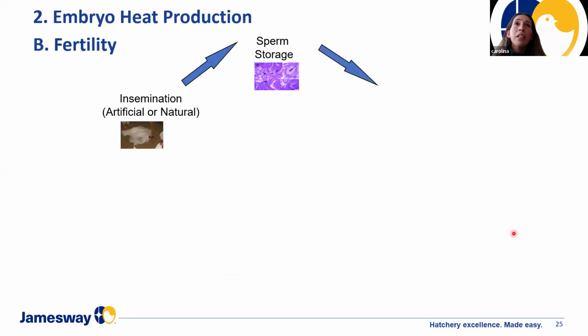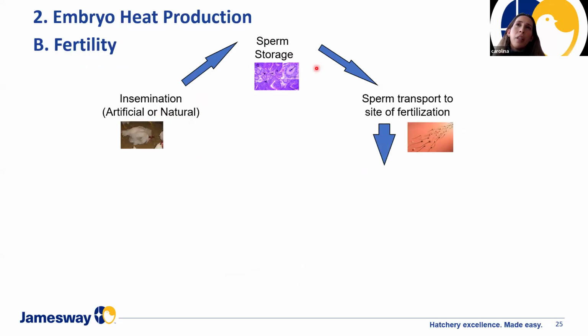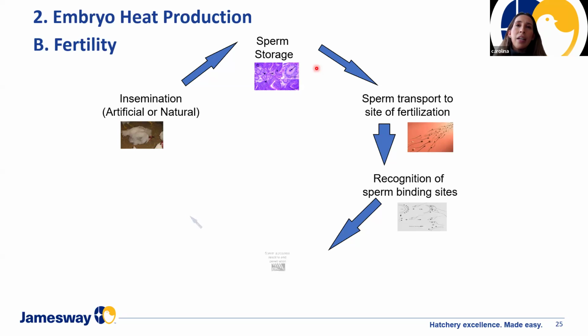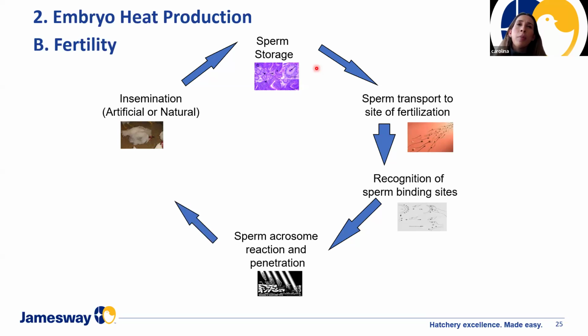The second one will be fertility. Fertility could be driven by artificial insemination or natural mating. The sperm goes through storage, then sperm transportation to the fertilization area. Then we have recognition of the sperm being inside, and then the sperm acrosome reacts with penetration and we get fertilization.